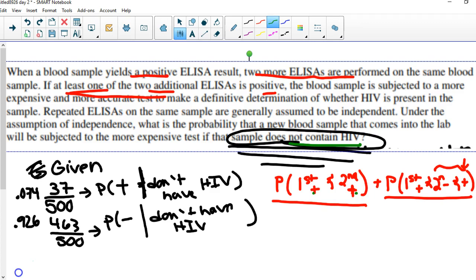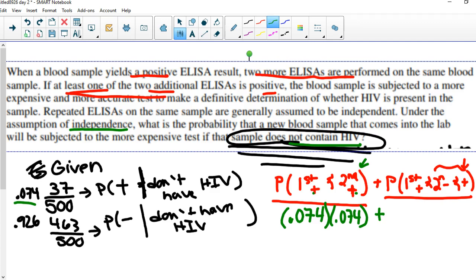Two positives are right here. I'm going to take 0.074 times 0.074 plus, now I have 3. Remember, this is a sequence of events, so we're doing the multiplication rule. Why did they put in there that it's independence? Because then there's no conditions on this second one. It's just the same probability.